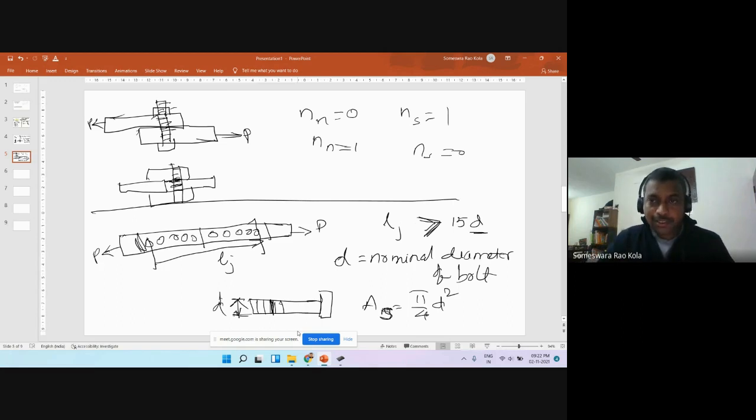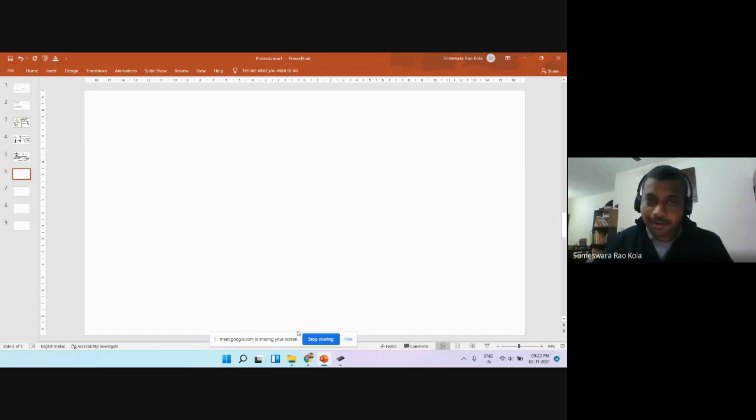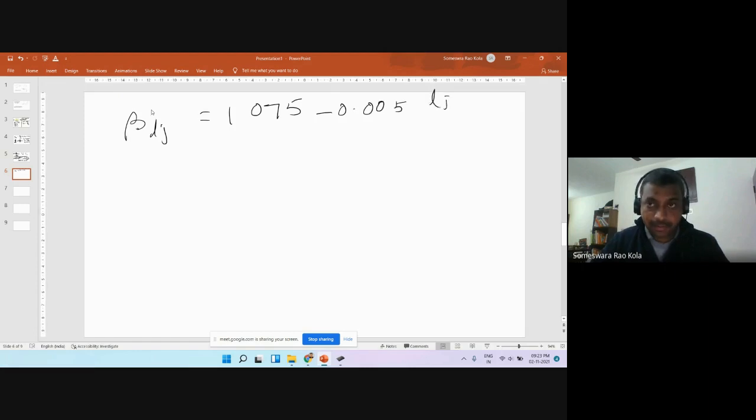Now, if the length of the joint is greater than 15 times d, then we say it's a long joint and we have to introduce some correction. So, there are formulae for all these things. Let me just write down. Beta Lj is equal to 0.105 minus 0.05 into Lj by d. So this is the correction factor that has to be applied.